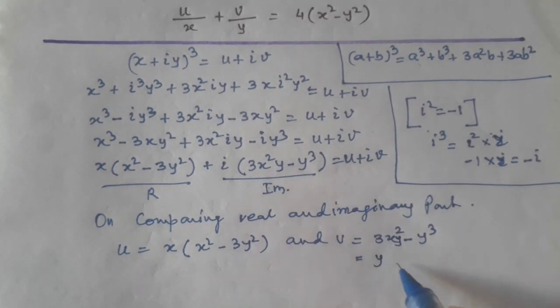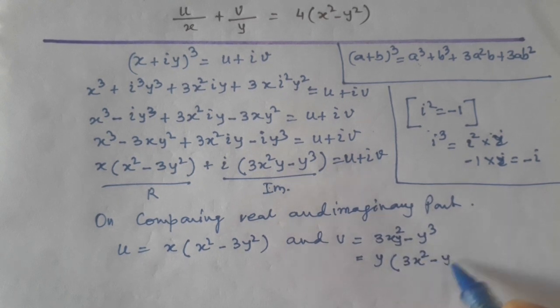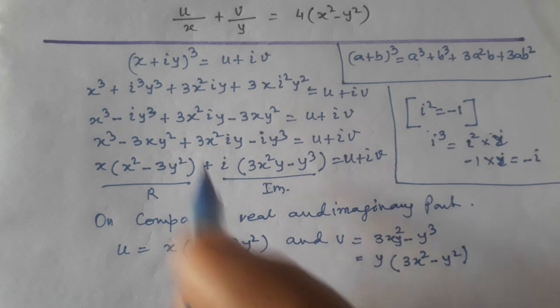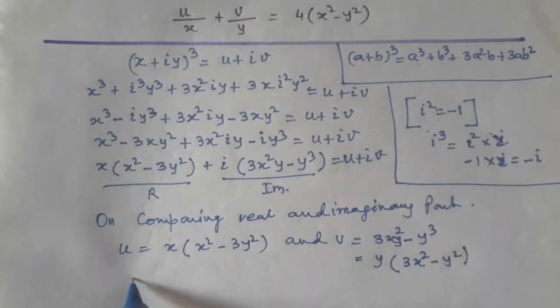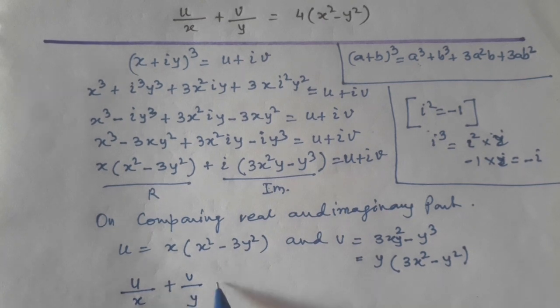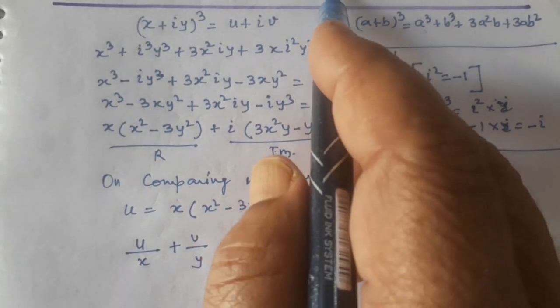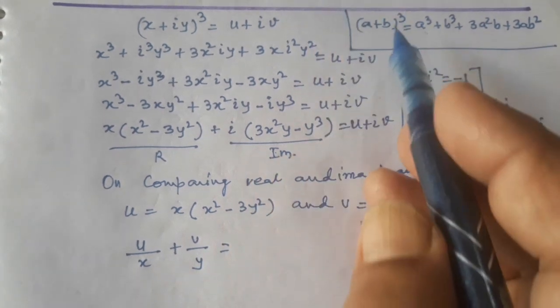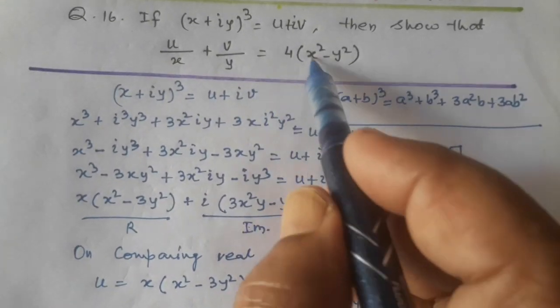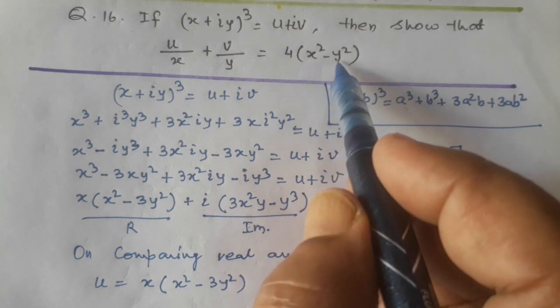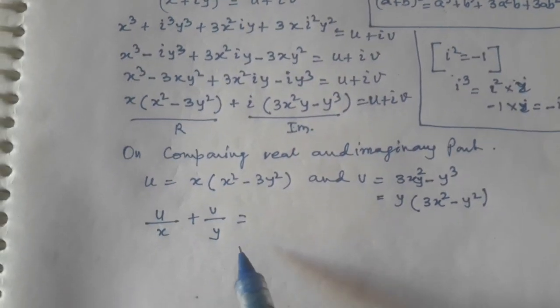So we shall take y common. It will be y(3x^2 - y^2). Now the question is to prove u/x + v/y is equal to 4(x^2 - y^2). This we have to prove. So we shall solve it now.